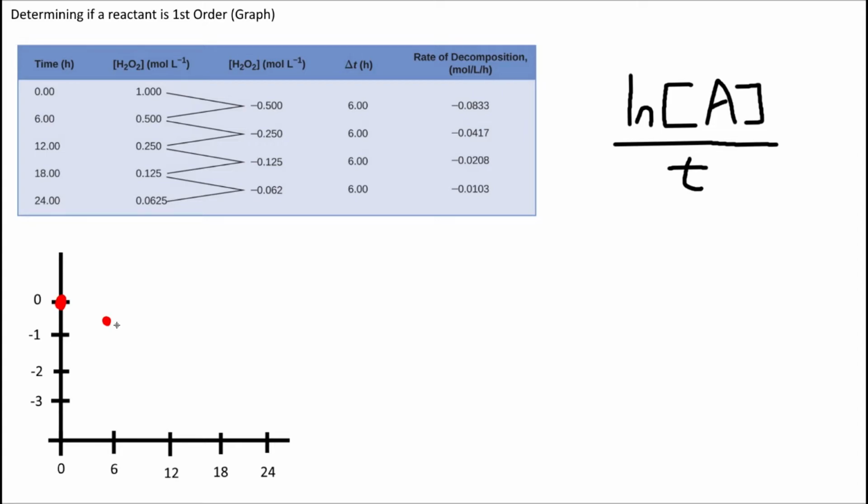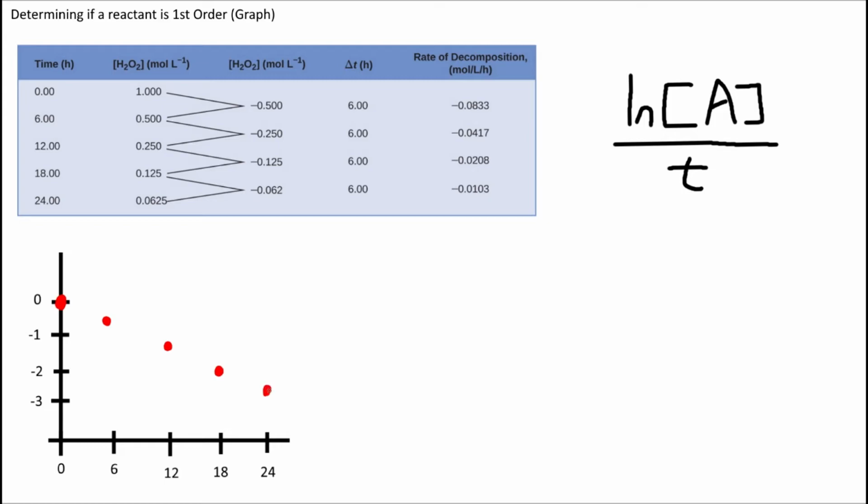Now I'm going to do the ln of 0.250. And I'm just going to follow this for the rest of the hours. So I'm going to get an answer of a little bit smaller than negative 1. If I do the ln of 0.125, I get an answer of a little bit smaller than negative 2. Then if I do the ln of 0.0625, I get an even lower value.